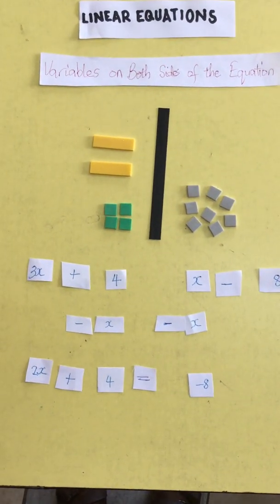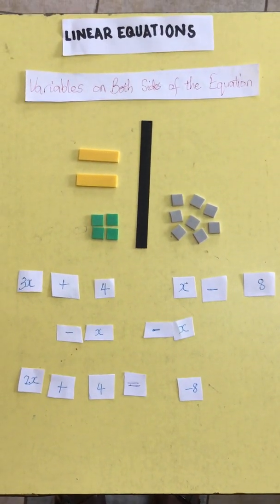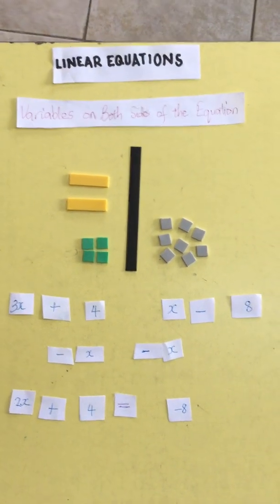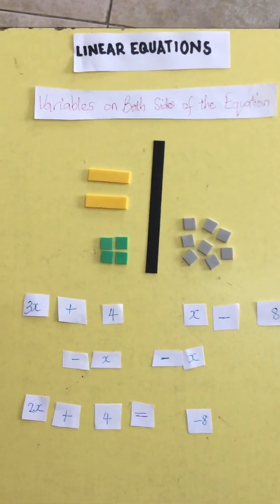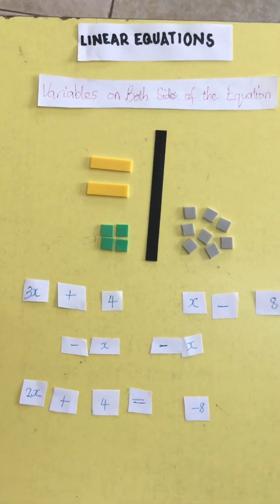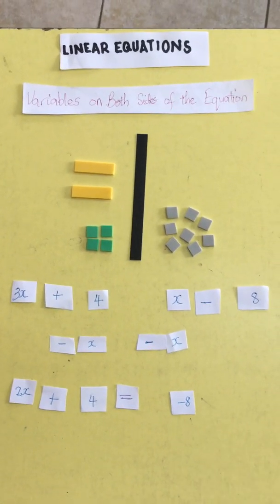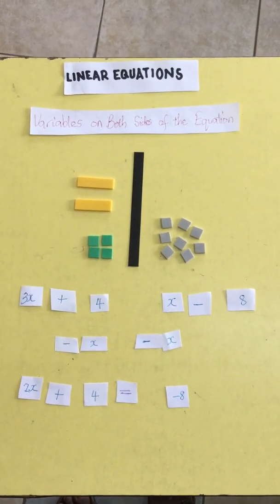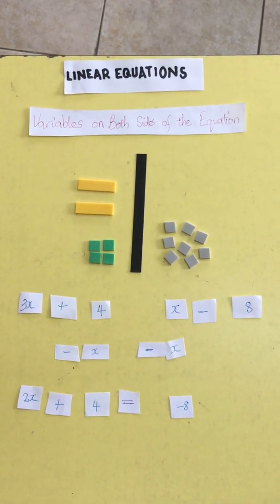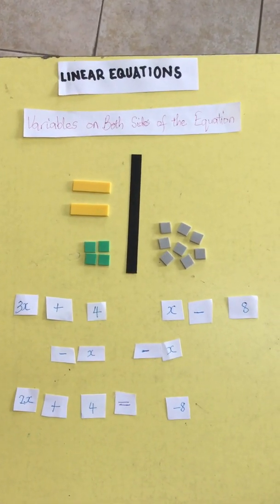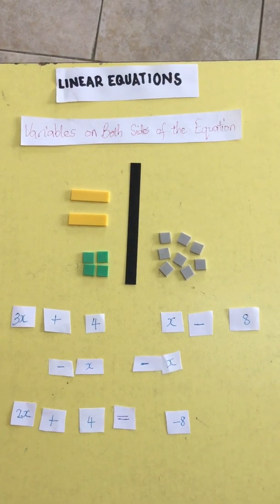So now we can go ahead and solve the equation, this kind of equation as we did before. So this is how we go about it when we have variables on both sides of the equation.